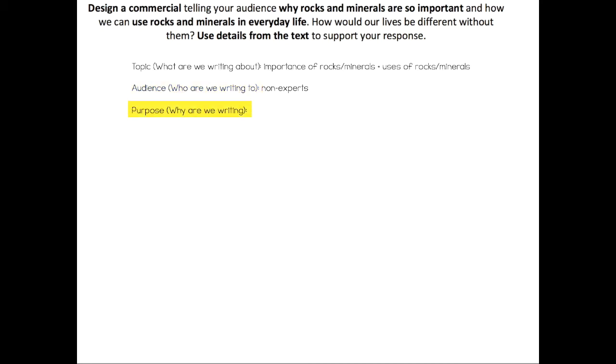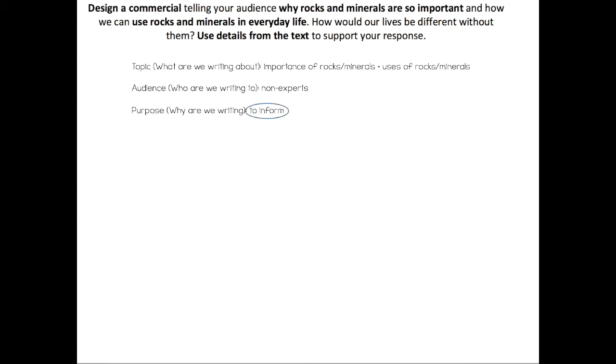Why are we writing? We remember that there are 3 buckets that our purposes can fall into for our different writing tasks. And those are to inform or explain, to tell a story, or to share an opinion. Which one makes the most sense here? Today we're informing. We're informing our audience through our commercial about the importance and the uses of rocks and minerals. So we have deconstructed our prompt. We know what we're doing.